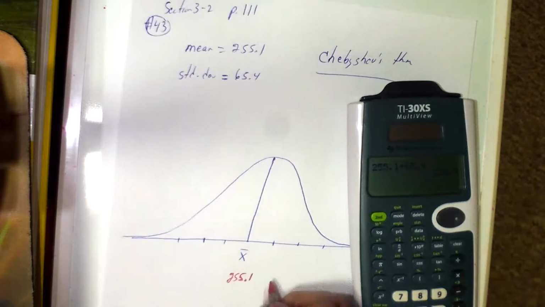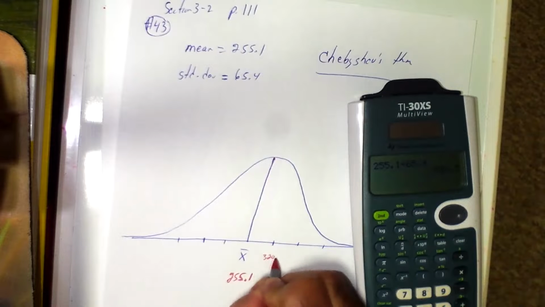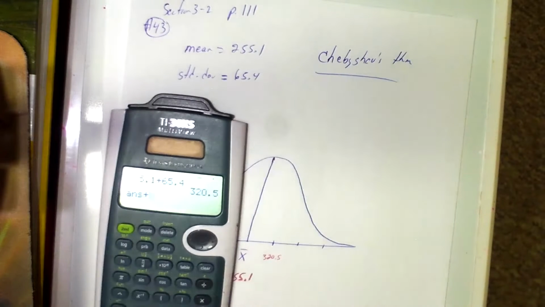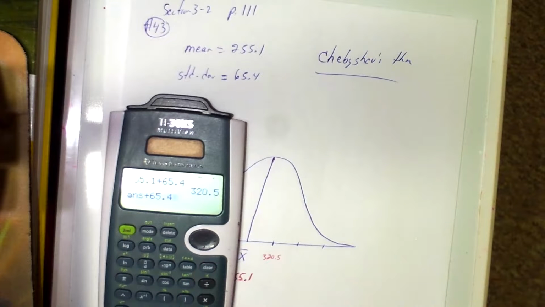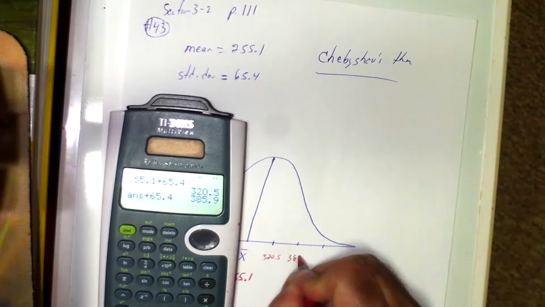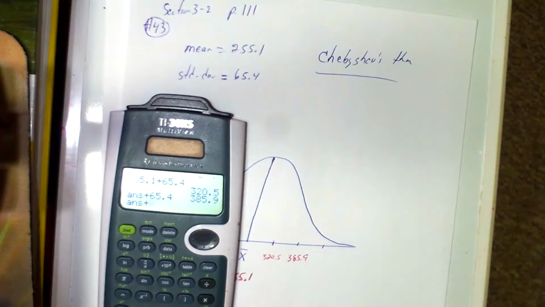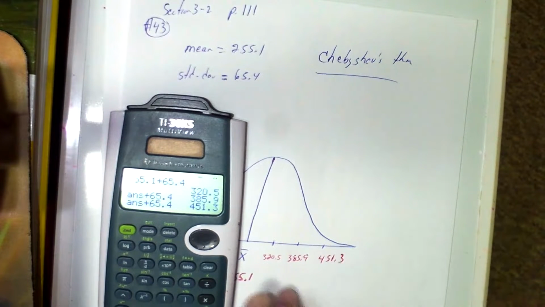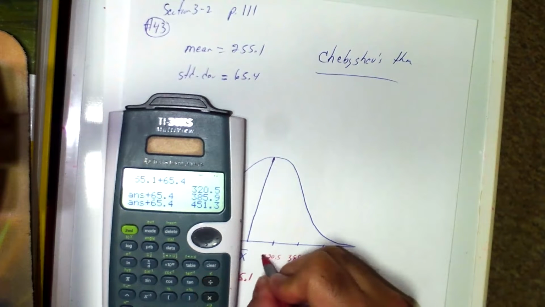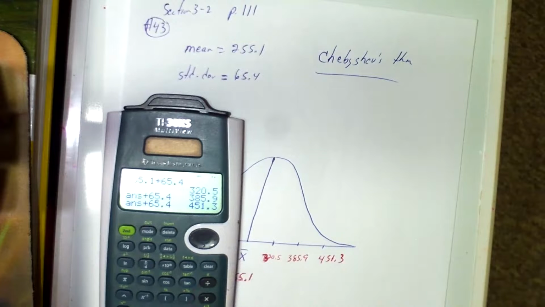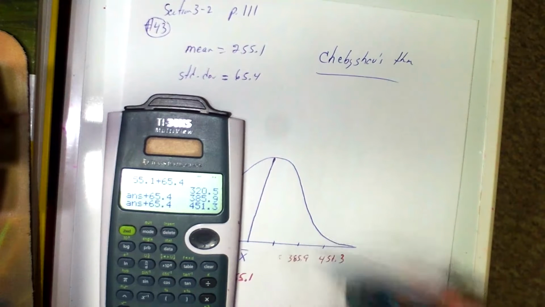So this is 320.5. Next one, I'm going to add to that another 65.4. I get 385.9. Add another 65.4. I get 451.3. Right? You barely see that thing. Again, 320.5.